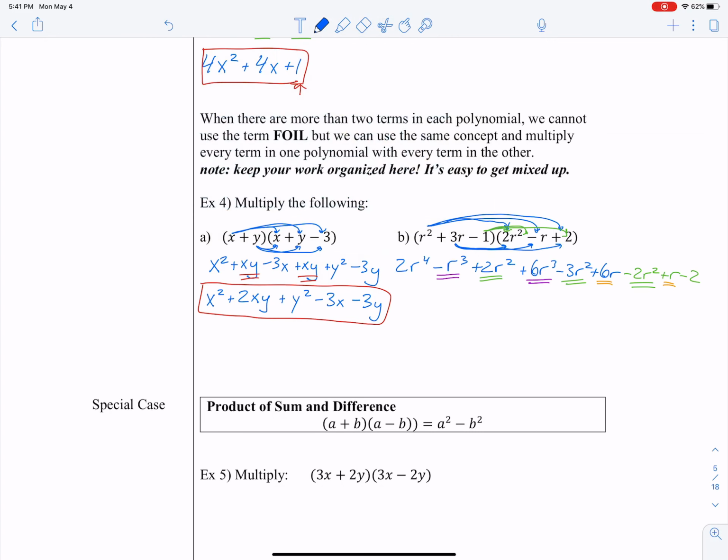So now I'm going to rewrite that. 2r to the 4 plus 5r to the 3, and then I had plus 2 minus 3 minus 2, so minus 3r squared, and 6r and r, plus 7r, minus 2. And in terms of our powers, we have 4, 3, 2, 1, nothing. So this is our final answer.